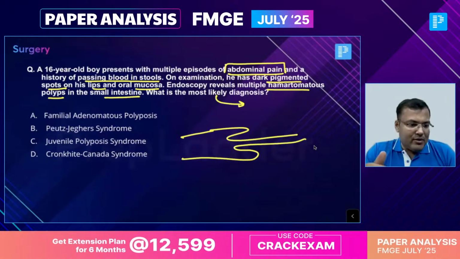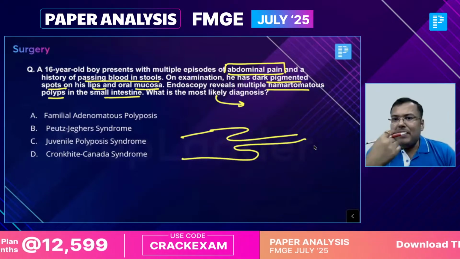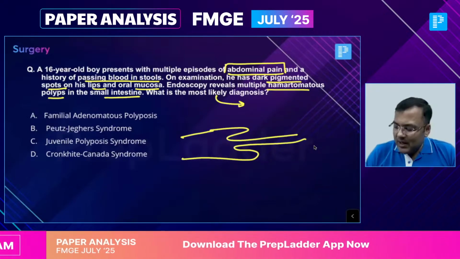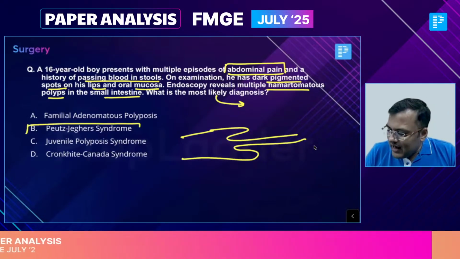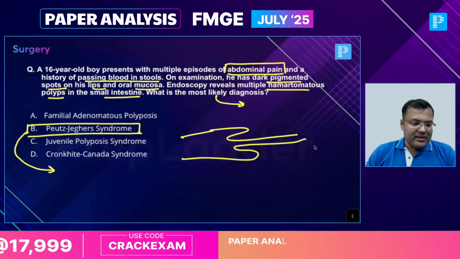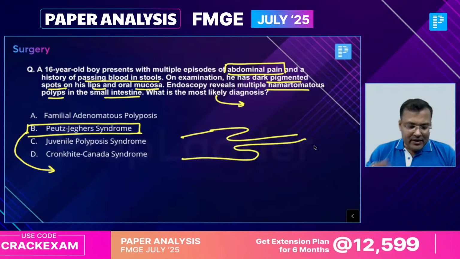Which also causes bleeding, right? There are pigmented, hyperpigmented macules, and what else? Hamartomatous polyps. So this is Peutz-Jeghers syndrome. And all of you know, what is the name of the gene mutated? Guys, you must be knowing the name of the gene mutated. Yes, Bunny, you are correct.